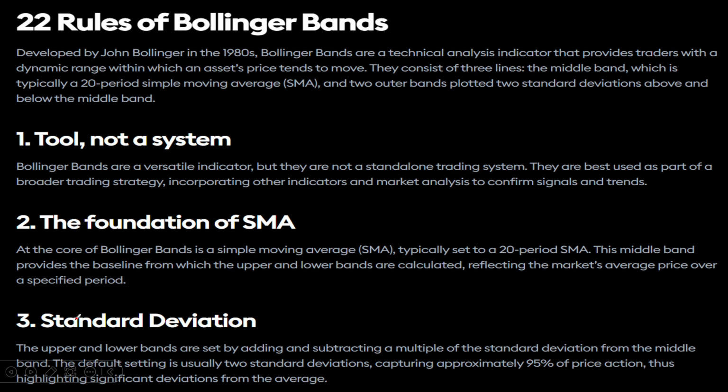So what are the rules of Bollinger Band? The first rule says Bollinger Band is a versatile tool, but it is not a standalone tool. Like other indicators, this needs to be used with other indicators. Foundation of SMA. This is the beauty of the Bollinger Band. When we go to the formula, it is based on a simple moving average of 20. So that is the middle, the median, based on which the Bollinger Bands are formed.